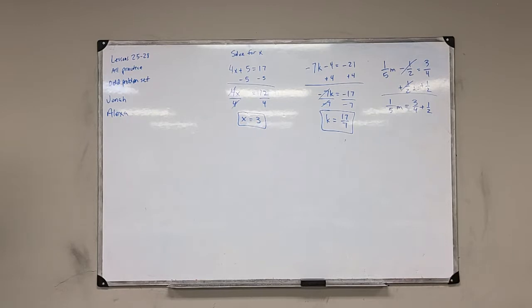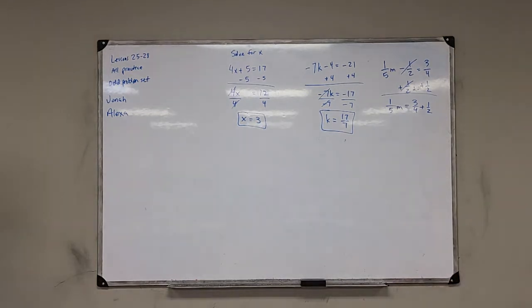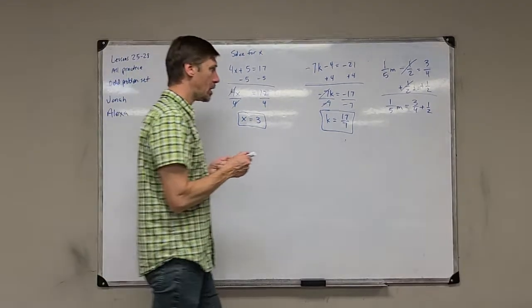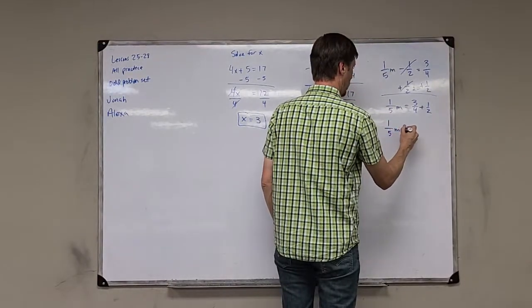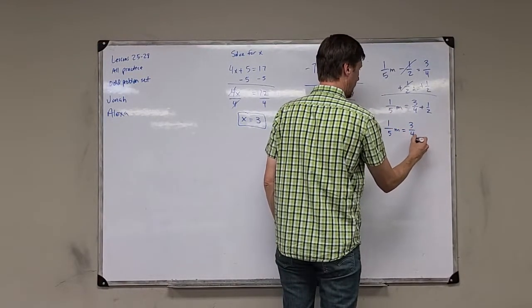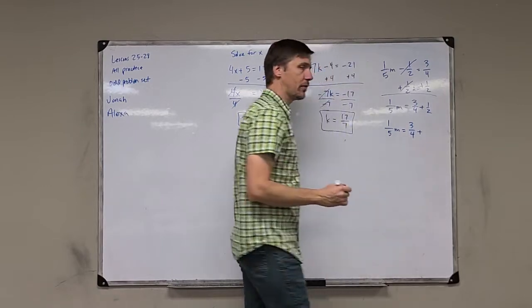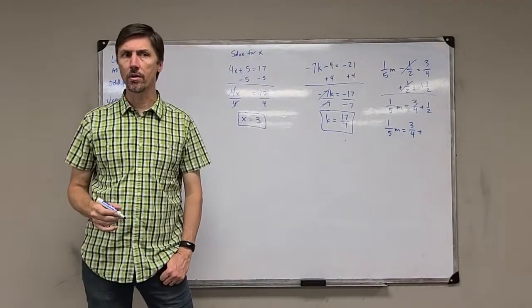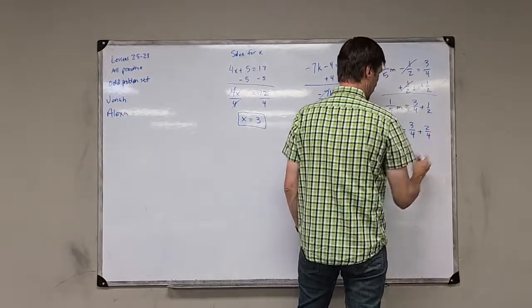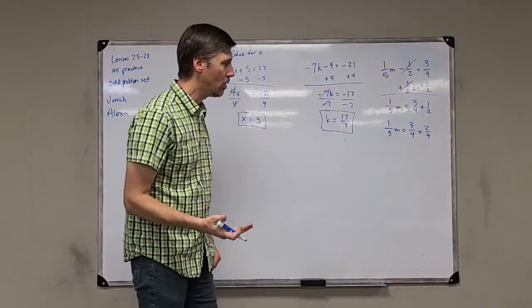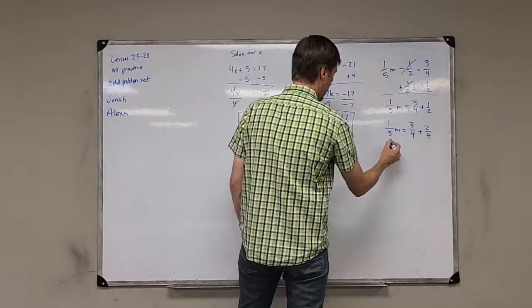Now, how do I add those fractions? What's the rule? We've got to get a common denominator, right? What's the common denominator of these two going to be? 4. So this one's already got a 4, so we just leave it like it is. What's this 1/2 going to turn into if we get a common denominator of 4? 2/4. We multiply top and bottom by 2, right? So 2/4. Now we can combine them together.